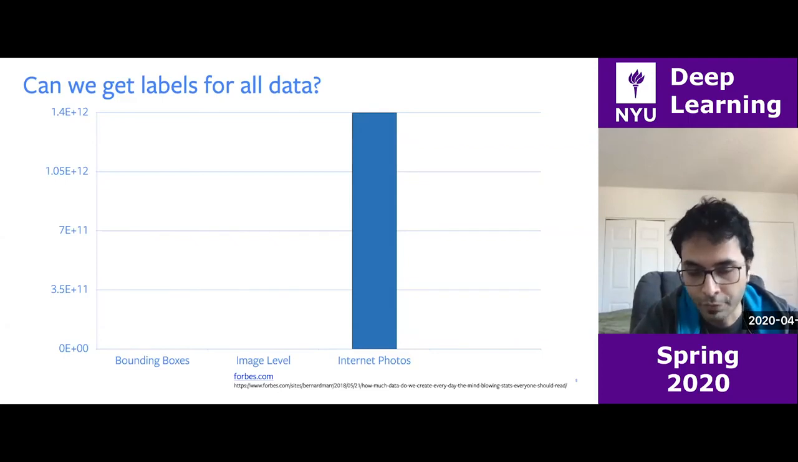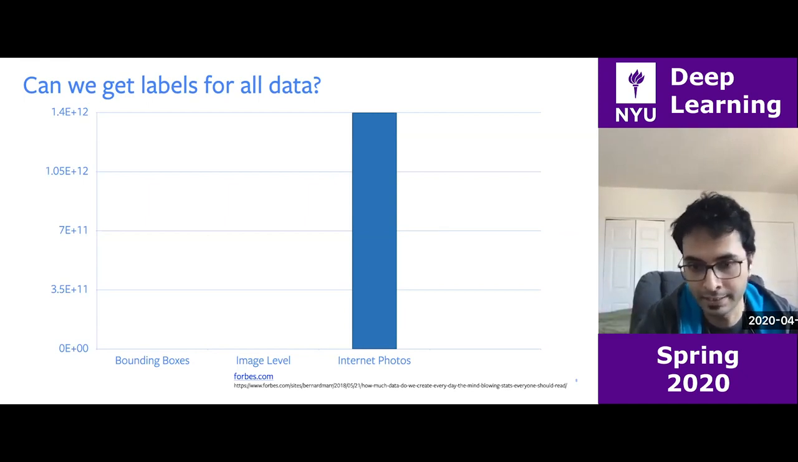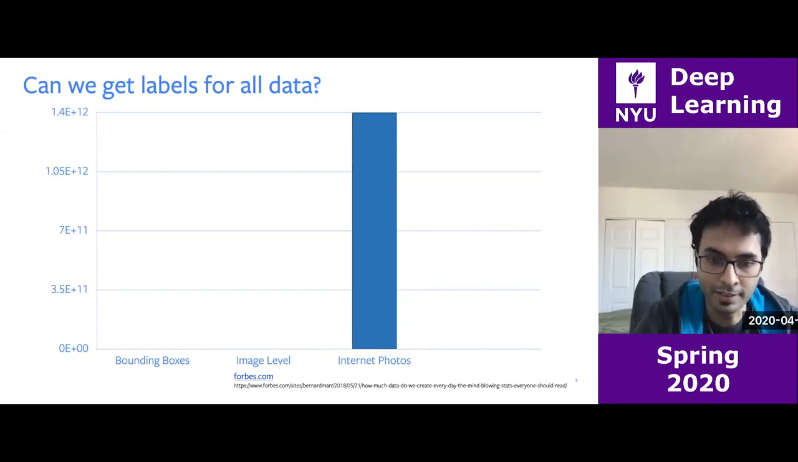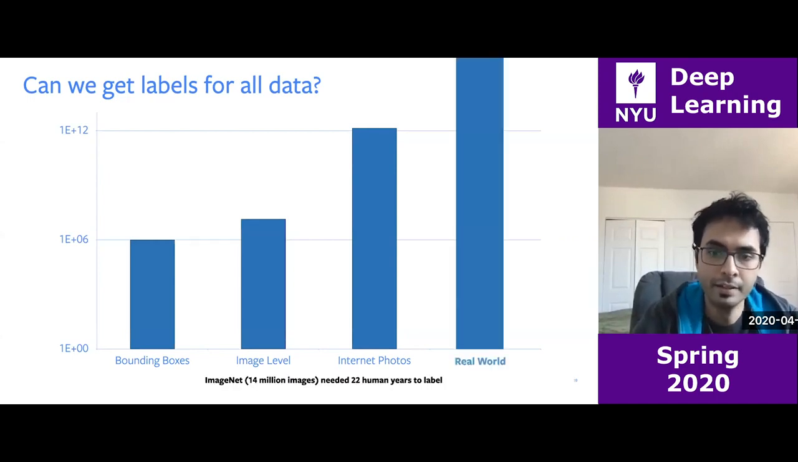And so if you look at this plot now, you can see immediately that the amount of data that we have, which is labeled even at a bounding box or an image level, is basically nothing compared to what images exist in the internet scale. And I haven't really forgotten these images, forgotten the bars on the left-hand side. It's just that they completely disappear. And you really need to make this plot something like a log plot to actually even get these bars to appear.